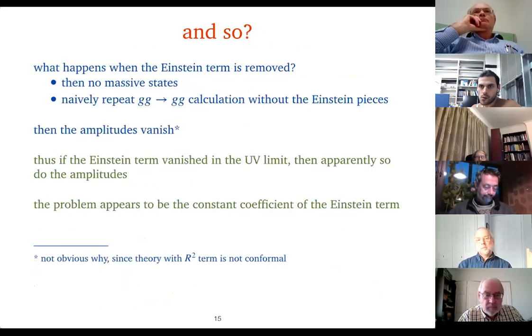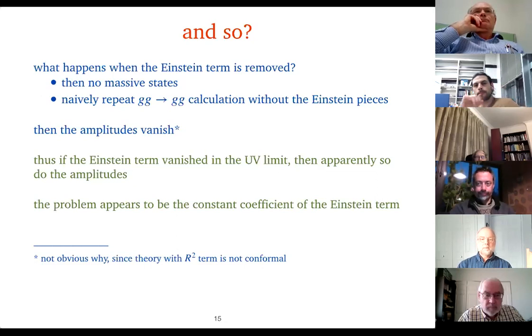Well, let's explore a bit what happens when the Einstein term is removed. Then you've removed the mass from the theory, so there are no massive states. So what I did was just very naively repeat the calculation, but just remove all the Einstein pieces in the propagators and the vertices. And in that case, again, surprisingly, these amplitudes vanish. Again, because of non-trivial cancellation between diagrams. And it's not clear why, because you can't use some conformal argument. The R-squared term is in the theory.